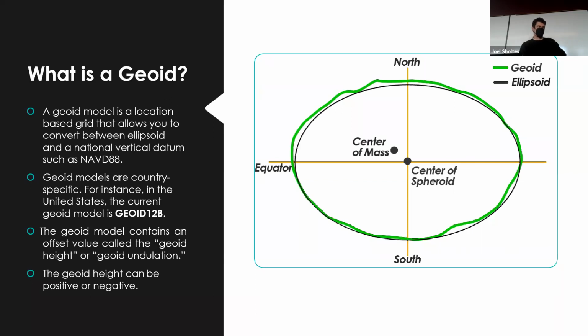So here's just a graphic of that. The geoid is this funky shape representing the natural sea level. Here's our ellipsoid. Sometimes the ellipsoid is above, sometimes it's below. Geoids are typically country specific. Right now, we had Geoid 12B, we actually have Geoid 18. And then in 2022, there's going to be another update.